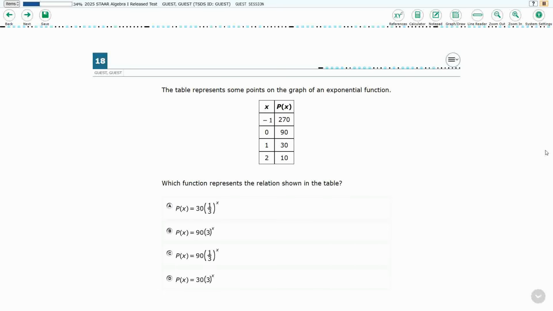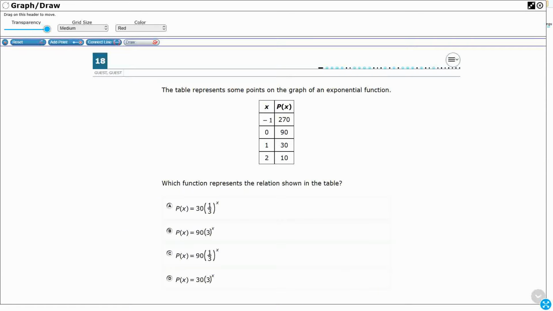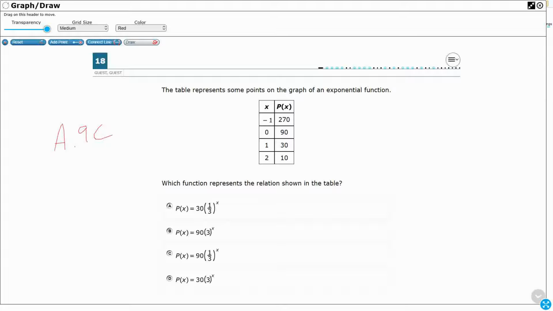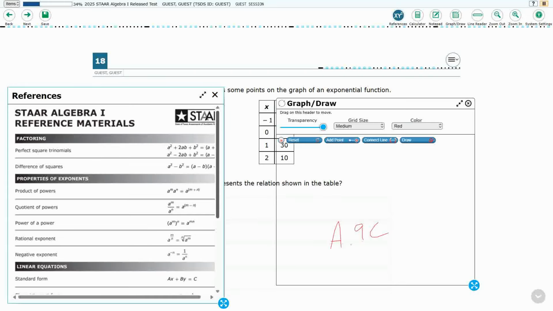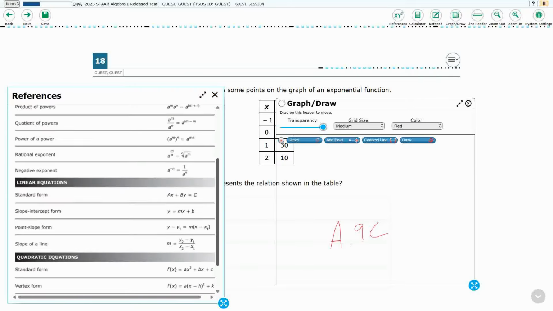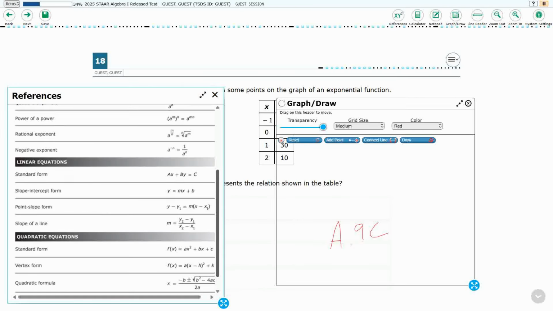For number 18, we are writing exponential functions. This is A.9c, and we have a table of values, and we need to express that as an exponential function. All we are given are 4 points. Now, that's all we need. First, we need to understand that when we're looking at our reference materials, there's not anything there for exponential functions. We have factoring, properties of exponents, linear equations, quadratic equations, nothing about exponential.